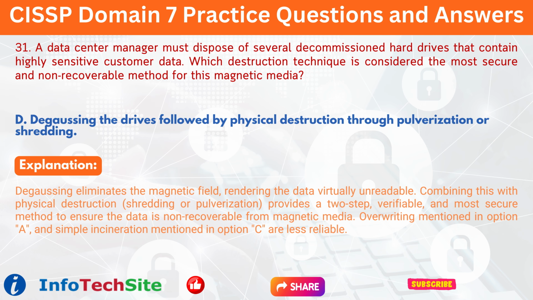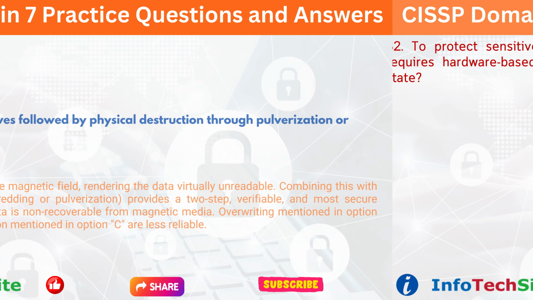The correct answer is D. Degaussing the drives followed by physical destruction through pulverization or shredding. Explanation. Degaussing eliminates the magnetic field, rendering the data virtually unreadable. Combining this with physical destruction, shredding or pulverization, provides a 2-step, verifiable, and most secure method to ensure the data is non-recoverable from magnetic media. Overwriting, mentioned in option A, and simple incineration, mentioned in option C, are less reliable.